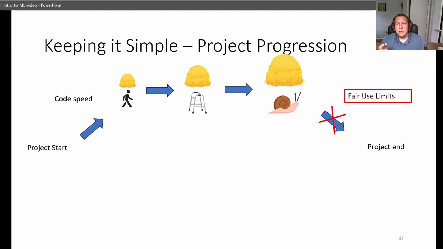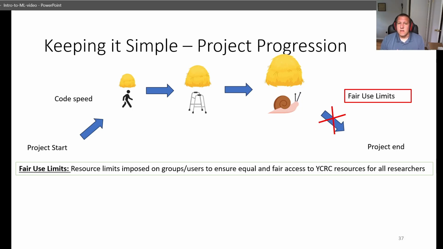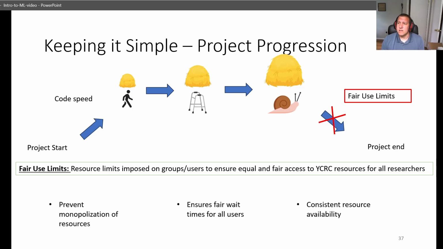However, you hit a limit. On our clusters, we have something called fair use limits. Fair use limits are limits imposed on groups or users to ensure equal and fair access to YCRC resources for all researchers. What this does is it prevents users from being able to monopolize all the resources on the clusters.